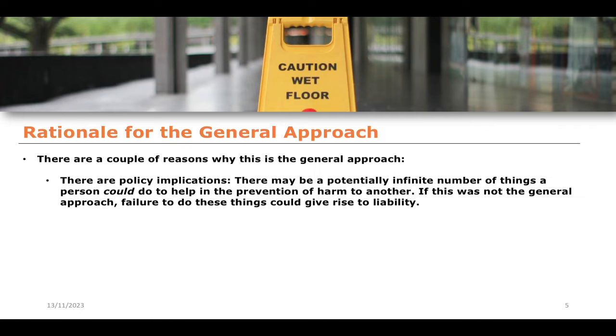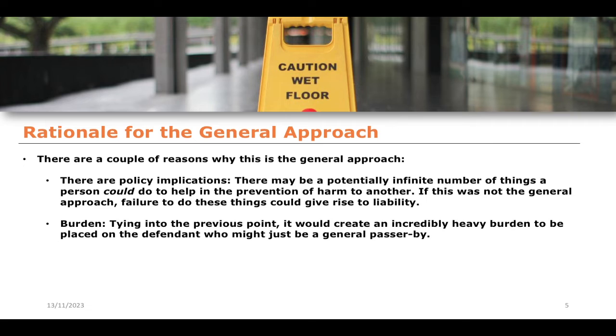So policy implications is very important, and it is a very important rationale for limiting liability when it comes to omissions. There is a potentially infinite number of things a person could potentially do to help prevent the harm of another individual. You could go out and walk around in the street, and you could do many, many things which could prevent somebody else from being harmed. Okay? And if this was not the general approach, failing to do any of those things could give rise to liability. So everybody should potentially have to live in fear of being sued for failing to perform an action which could give rise to liability.